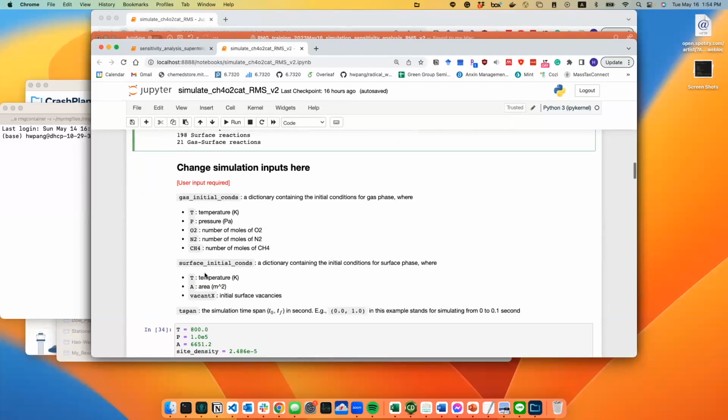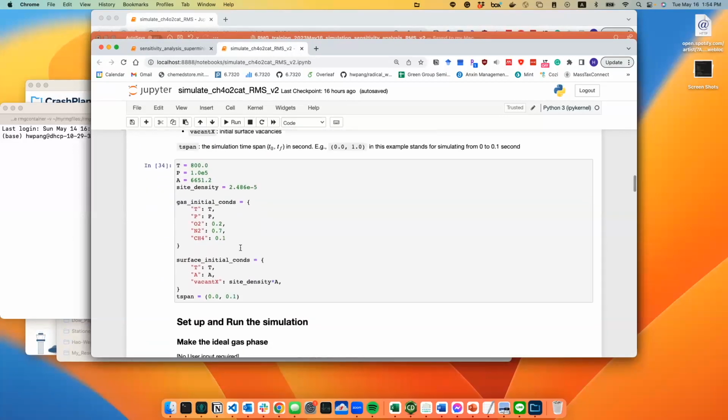And you can change the simulation inputs over here. I just put random numbers over here. We will learn about how to generate this hopefully tomorrow in tomorrow's lecture on RMG CAT, and you will know more closely how to generate this mechanism. But basically, you can change the temperature, pressure, reacting surface area, site density, all that. And you can learn more about this tomorrow.